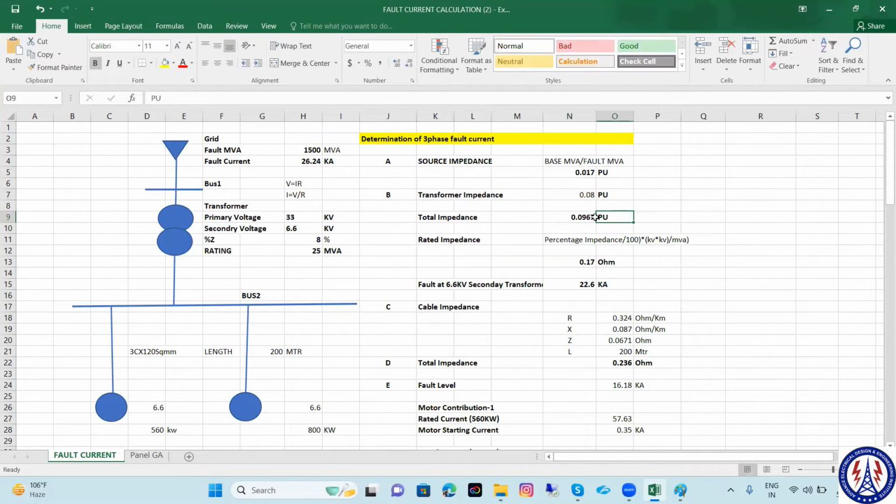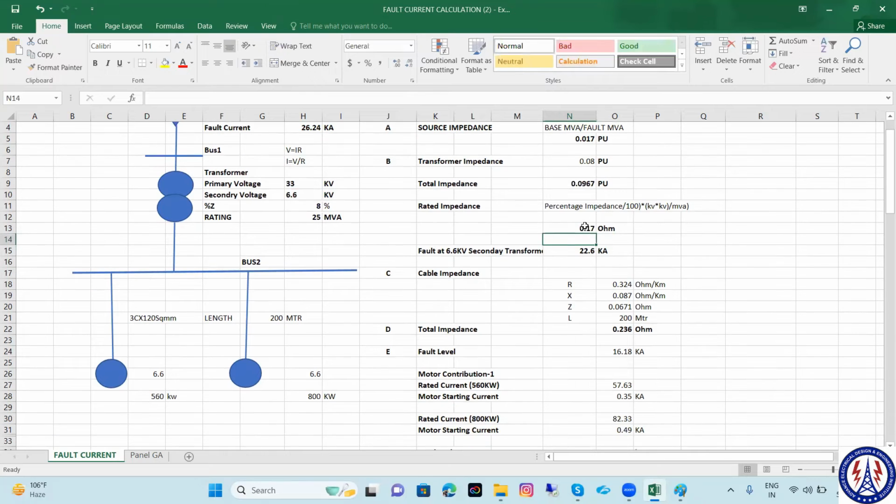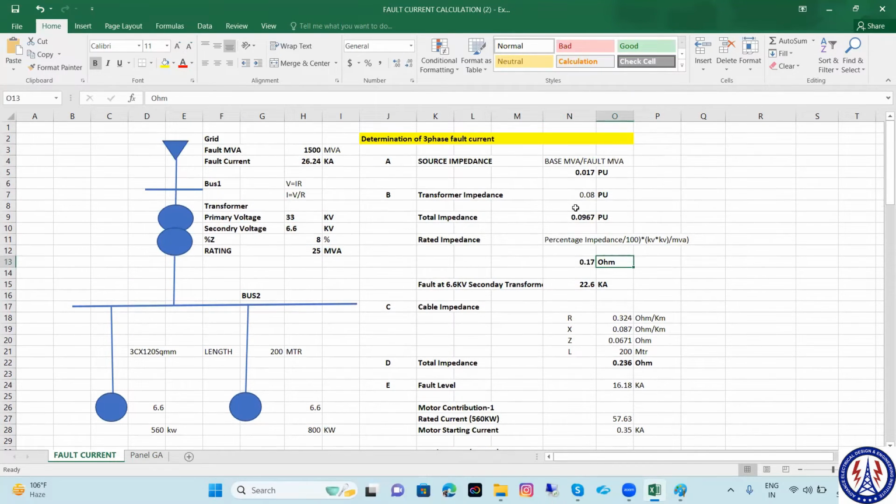Since this is in per unit, I will convert it into ohm. So the formula is percentage impedance divided by 100 into kV square upon MVA. After using this, it will come in ohm, because I have converted this per unit value into ohm.